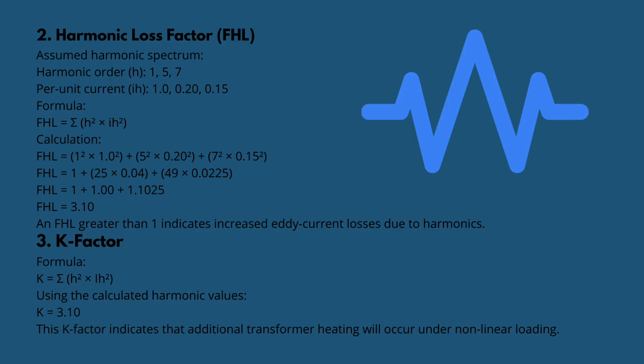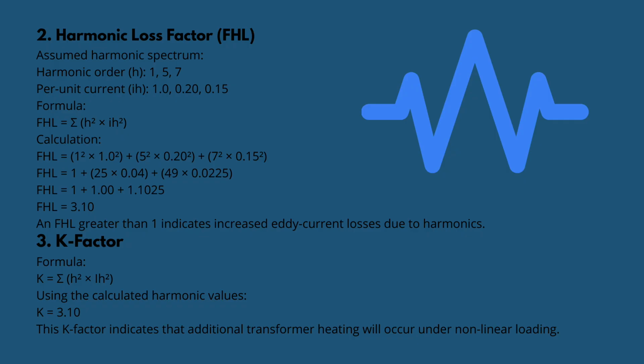Now here's the harmonic loss factor, FHL. Assuming a harmonic spectrum, the harmonic orders are 1, 5, and 7. So we have per unit currents of 1.0, 0.2, and 0.15. The formula is FHL equals the summation of the harmonic order squared times per unit current squared. When you see the calculation on the slide, you can see how we calculate the FHL. We took the first harmonic order and multiplied it with the per unit current. That is basically the harmonic loss factor.